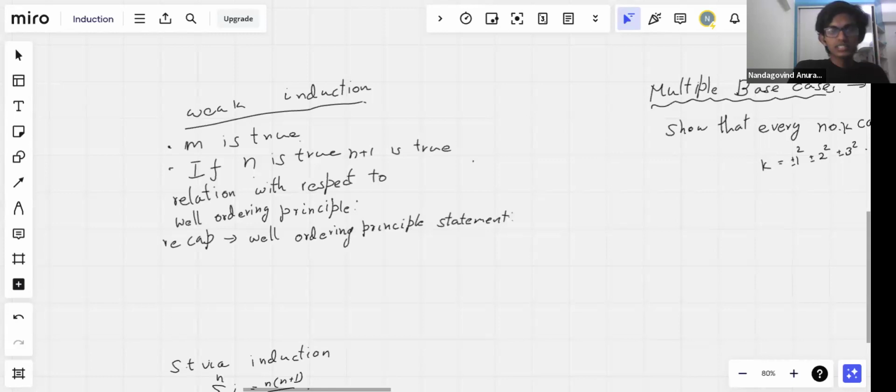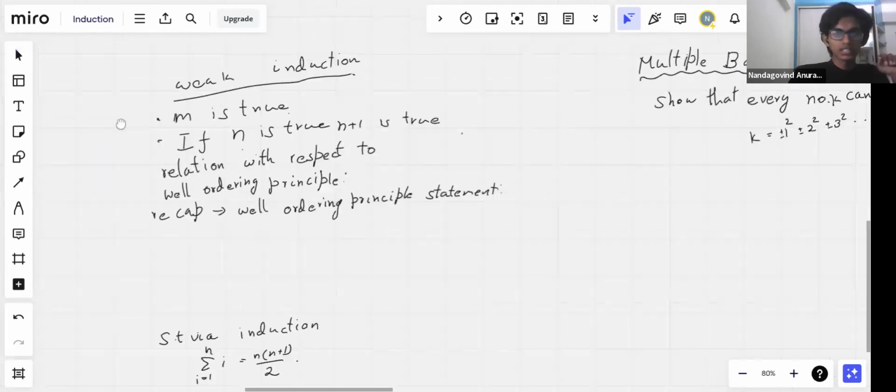Okay, cool. So as everyone at least knows the definition and basics of induction, I'll just go through everything quickly in this segment. Induction itself is very often classified into two types: weak and strong induction. For this segment, we'll first focus on weak induction. So what does weak induction state? Weak induction states that m is true. If n is true, then n plus 1 is true.